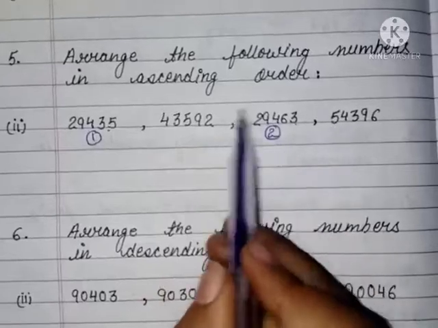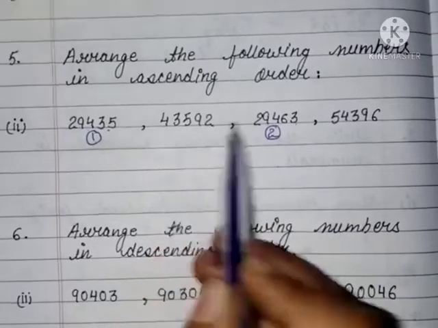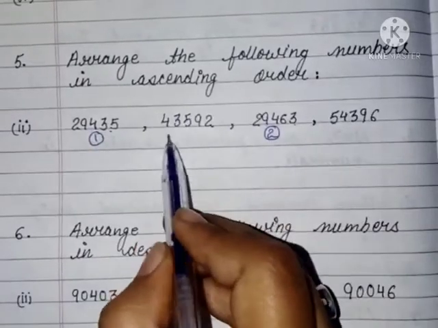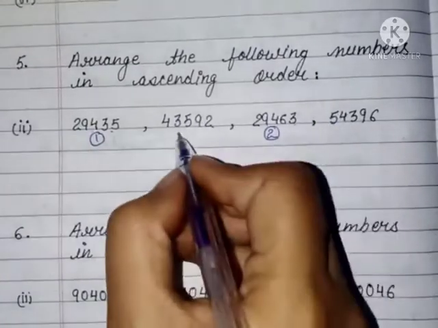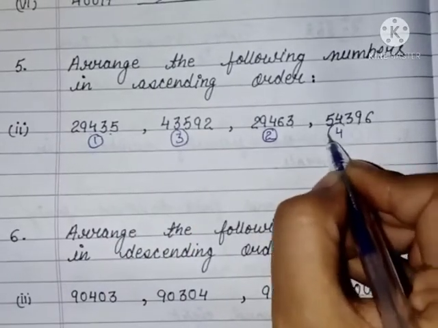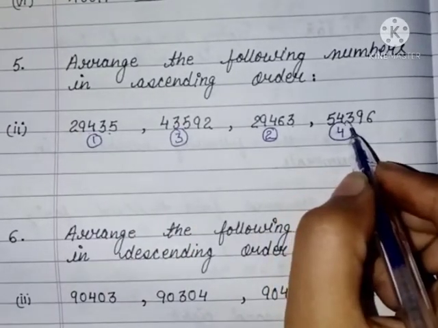Next, compare these two numbers. This is 43,000 and this is 54,000. So this number is smaller than this one. So this will be at third place and this will be at fourth place. Now arrange them according to their order.